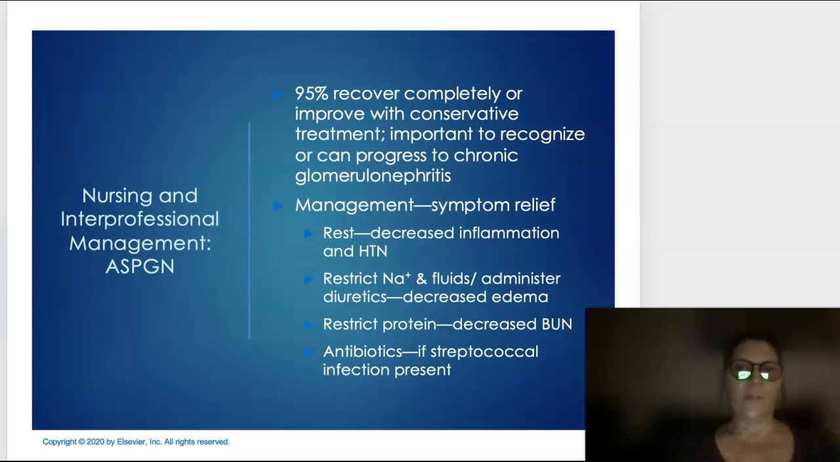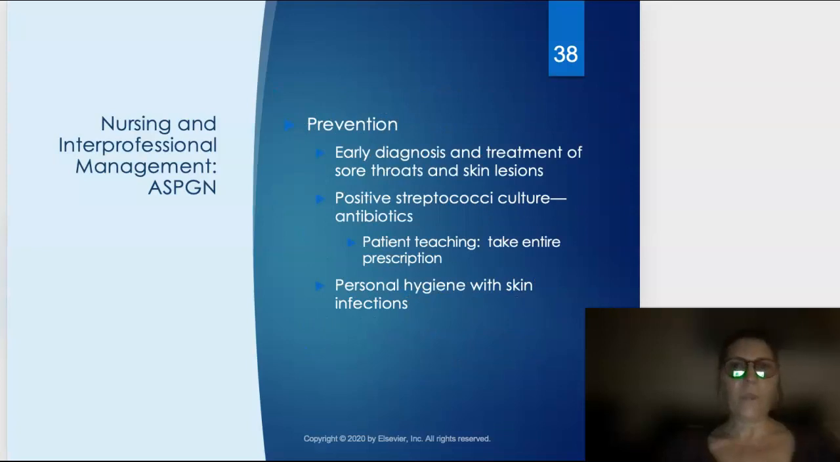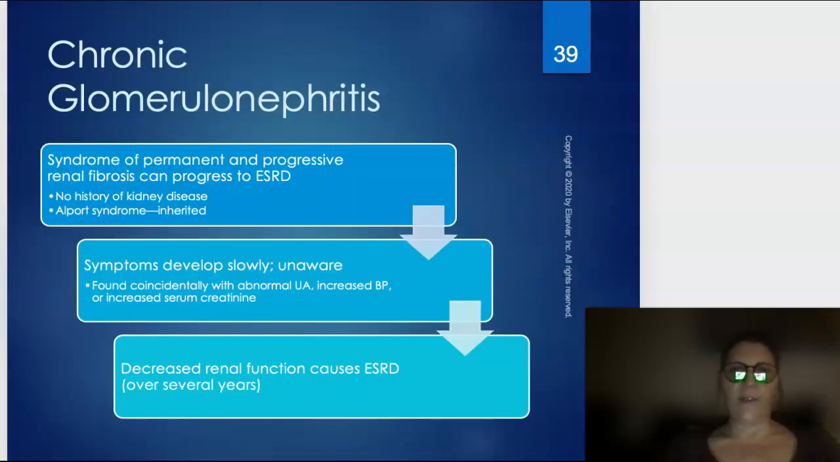So we want to make sure they have symptom relief. People need to rest, decrease their inflammation and their hypertension, reduce and restrict their sodium and fluids, and give them diuretics to get rid of that edema, restrict their protein. We want to decrease their BUN. And then if they still have streptococcal infection, we're going to want to give antibiotics to treat that infection. To prevent it, we want to diagnose and treat sore throats and skin lesions early. If there's a positive streptococci culture, we need antibiotics, take the entire prescription, and then make sure of good personal hygiene with skin infections.